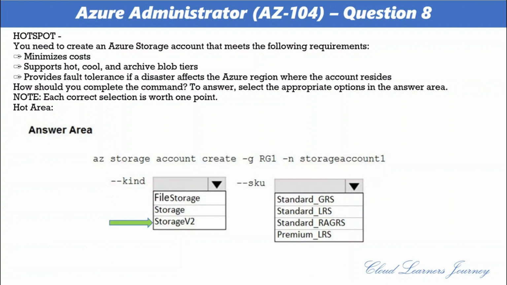You may only tier your object storage data to hot, cool, or archive in blob storage and general purpose V2 accounts. General purpose V1 accounts do not support tiering. General purpose V2 accounts deliver the lowest per gigabyte capacity prices for Azure storage as well as industry competitive transaction prices. And the second option is Standard_GRS. Geo-redundant storage, GRS, is for cross-regional replication to protect against region-wide unavailability.